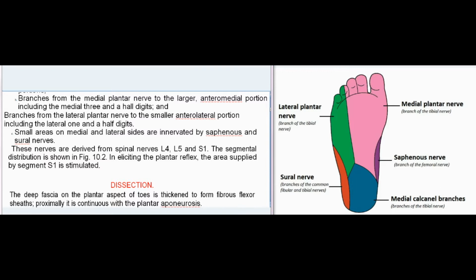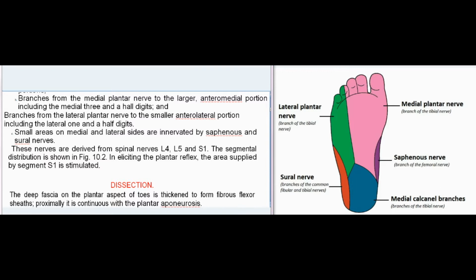These nerves are derived from spinal nerves L4, L5, and S1. The segmental distribution is shown in Fig 10.2. In eliciting the plantar reflex, the area supplied by segment S1 is stimulated.